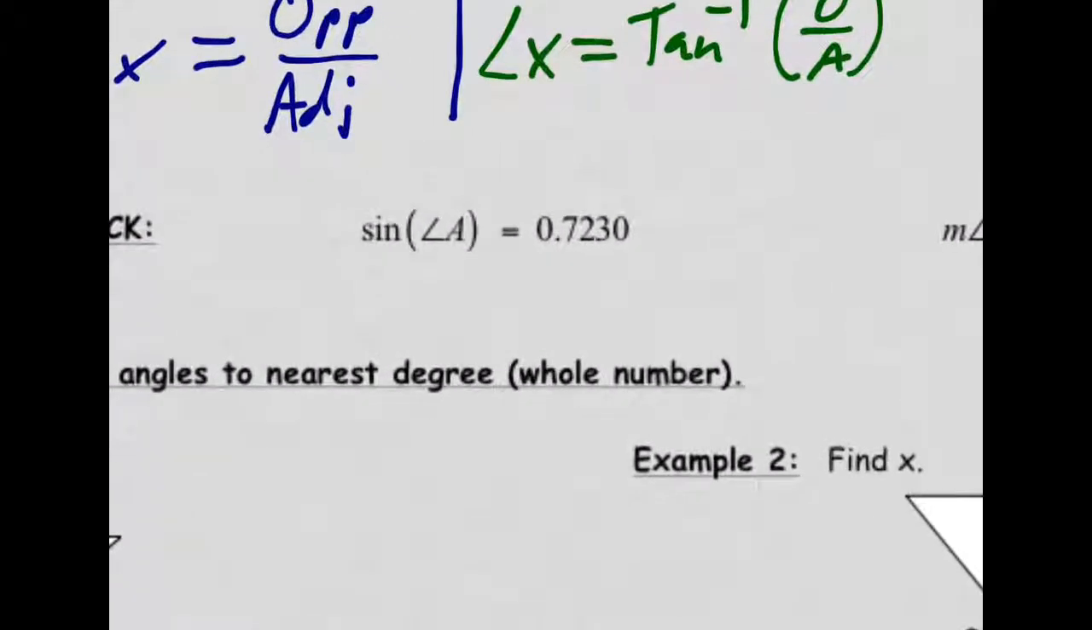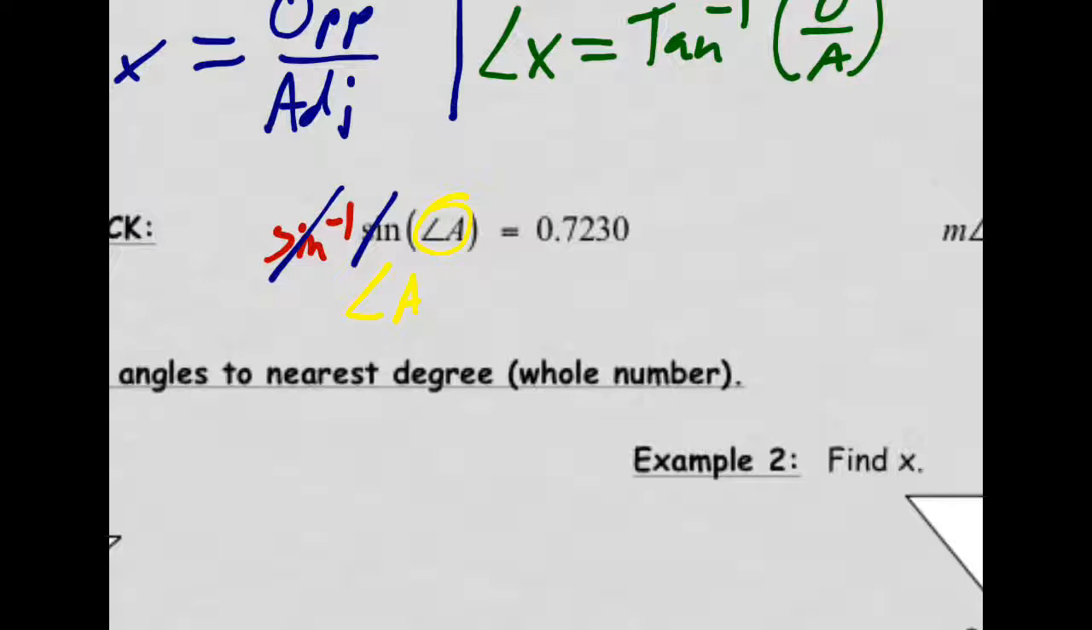We've got the sine of angle A equals 0.7230. Now this is where the inverse comes in. So I've got my sine. I'm going to take my inverse sine of angle A. Now if I take my inverse sine of a sine, guess what happens? Boom. They cancel out. And what are you just left with? Angle A. That comes right down there.